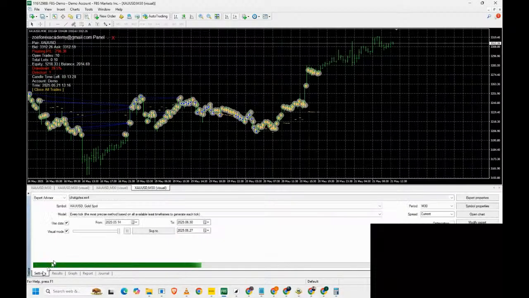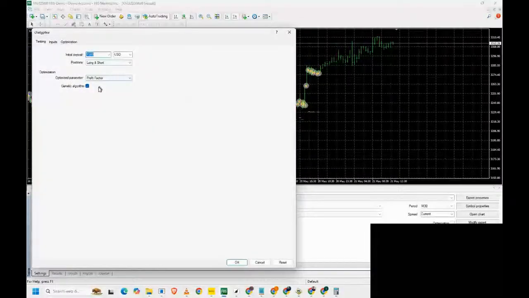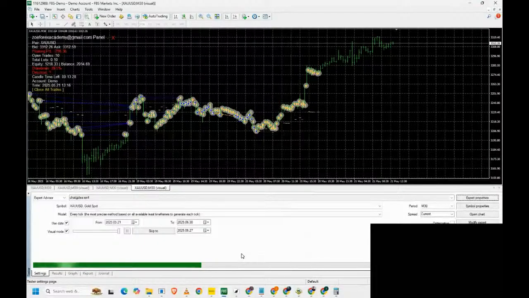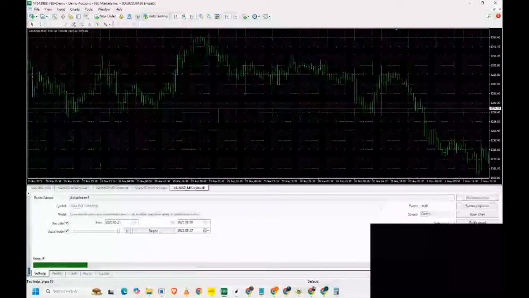I would set the date to 21. Interestingly, okay. Then what is that? 1813.23. Okay. All right. That is a new capital for the 21st of May, assuming it took us out on the 20th of May, and then we start trading again. Now, this is manual.